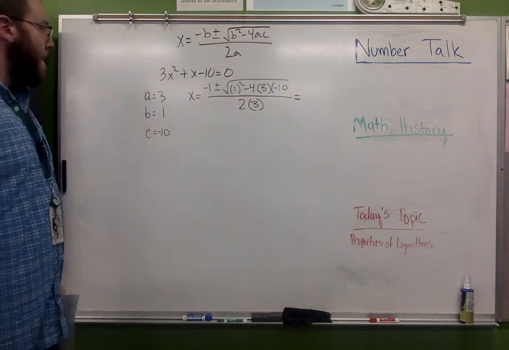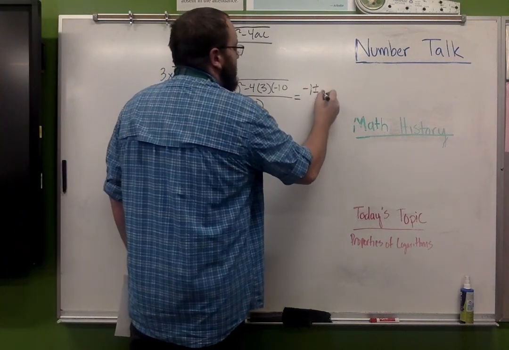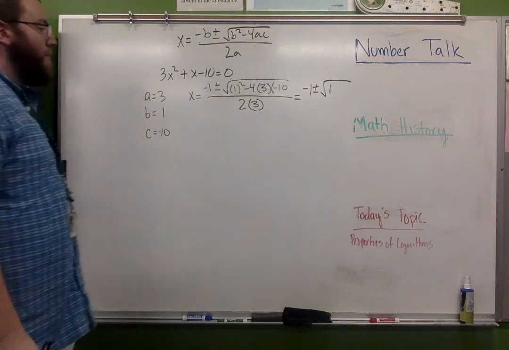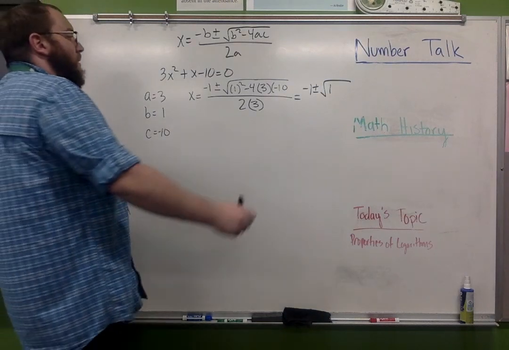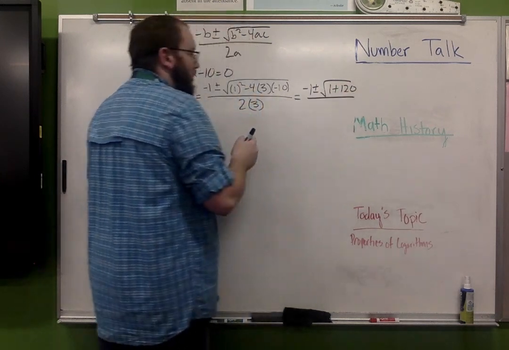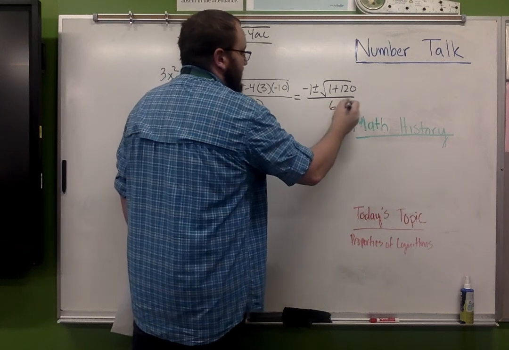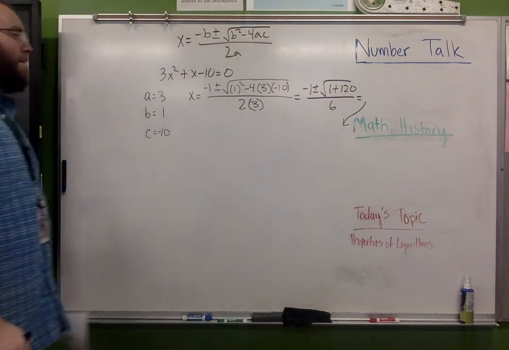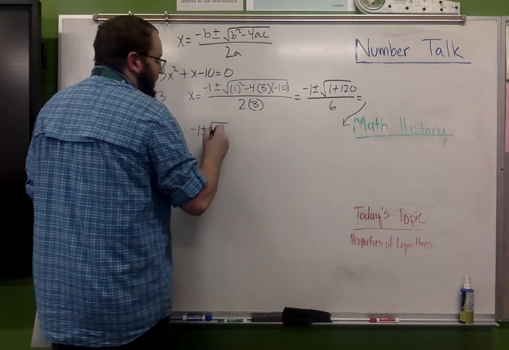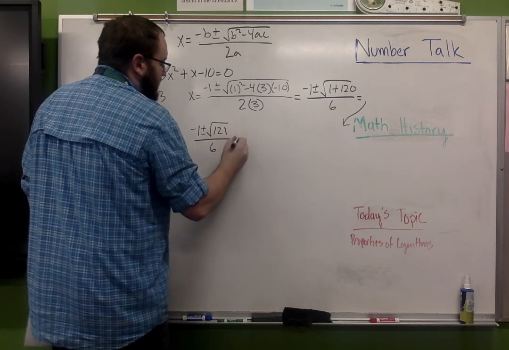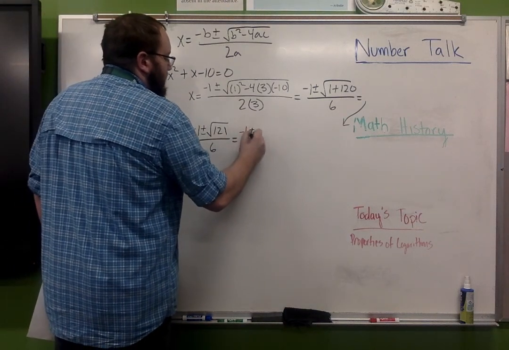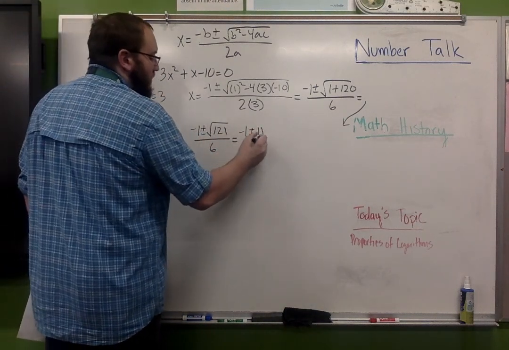Okay, we'll simplify a little bit. So let's see, negative 1 plus or minus the square root of 1 squared, which is 1. Negative 4 times 3 is negative 12. Negative 12 times negative 10 is positive 120. Over 2 times 3 is 6. And then we have negative 1 plus or minus the square root of 1 plus 120, which is 121, over 6. And then negative 1 plus or minus the square root of 121, which is 11, over 6.